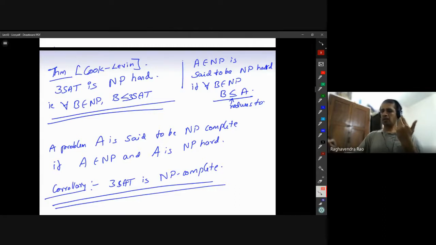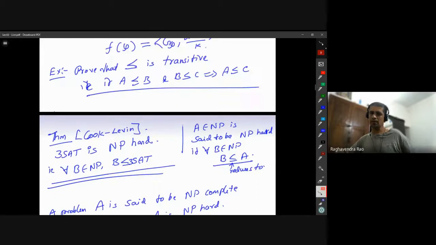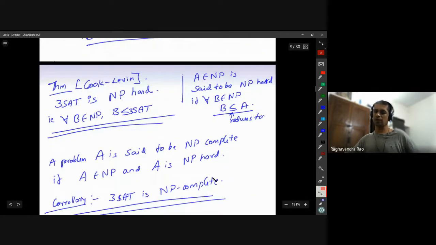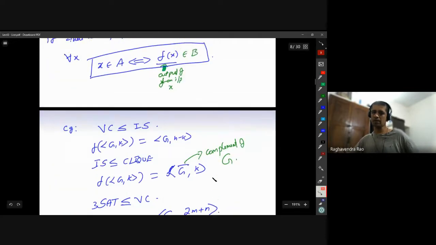So let's have a closer look at it. Now let's come back. What we know is VC reduces to independent set and so on. 3 SAT reduces to VC. What does it mean? So any language in NP, by this theorem of Cook-Levin, we are not going to see the proof. The proof is beyond us for now. Those who have done computability and complexity might have seen a full-fledged proof of this statement. So what we have is any problem in NP is reducible to 3 SAT. But what we have here is 3 SAT reduces to vertex cover.